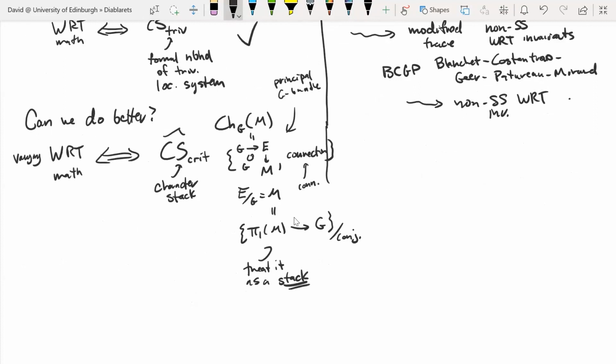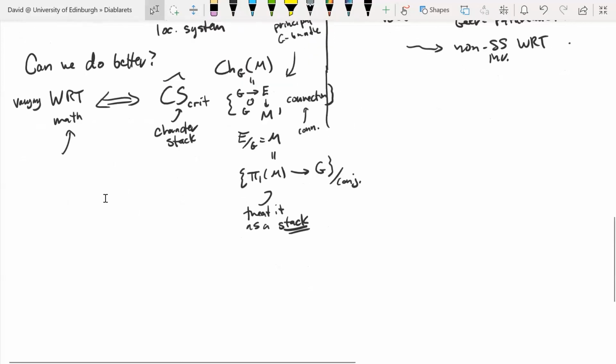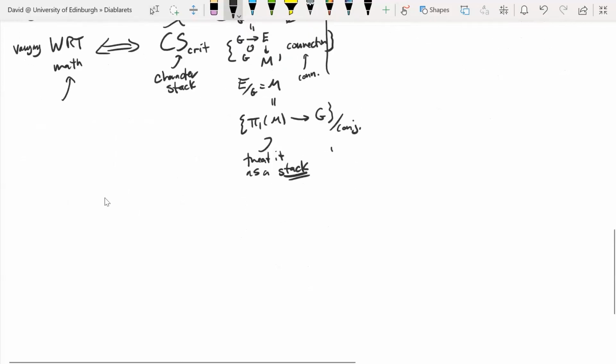Okay, so that's that. What we're going to do is define a version of the Chern-Simons, or sorry, a version of this one. Chern-Simons already kind of lives over the critical locus. We're going to define a version of the WRT theory which varies in this way. And I think it's going to help resolve some confusions and maybe lead to some new invariants.